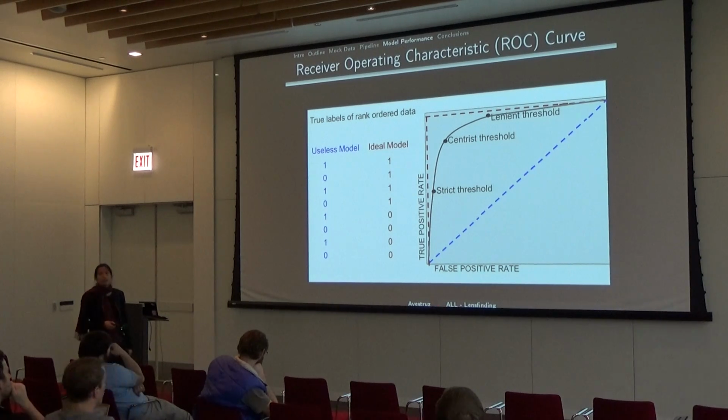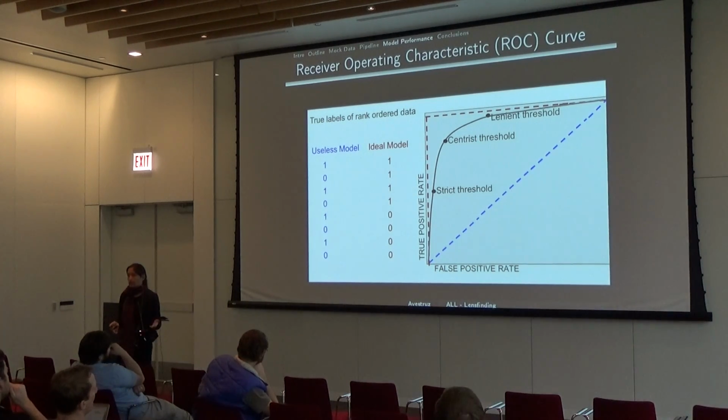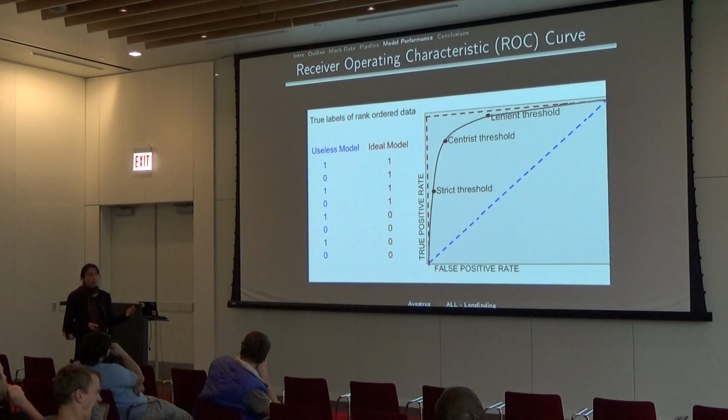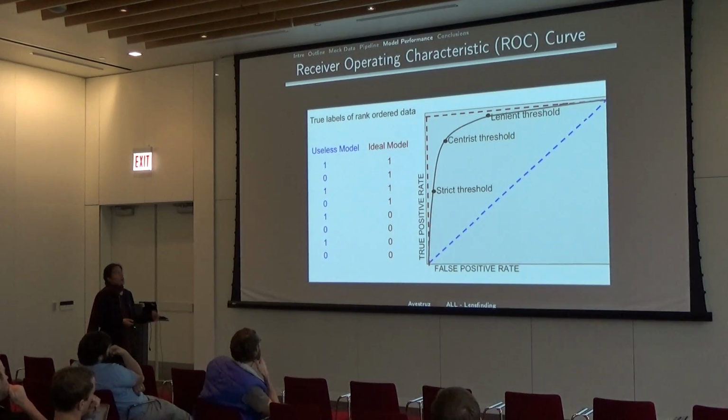So this curve is typically what's used in the overall field of machine learning to assess how well a model classifier is doing. It's known as the receiver operating characteristic curve, and you can assess how well it's doing based off of the area under that curve.